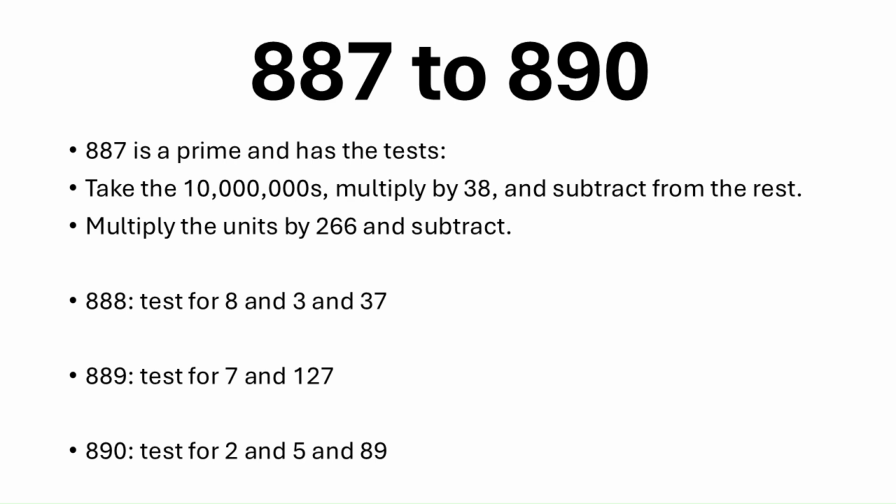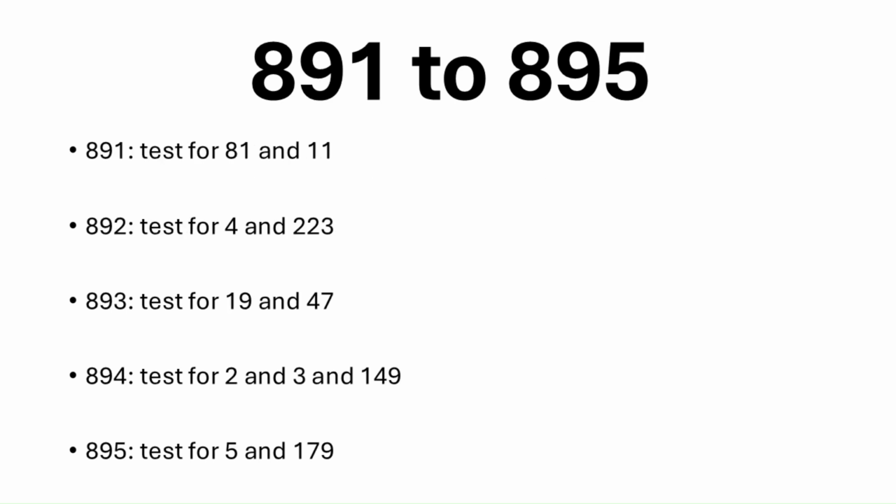888, test for 8 and 3 and 37. 889, test for 7 and 127. 890, test for 2 and 5 and 89. 891, test for 81 and 11. 892, test for 4 and 223. 893, test for 19 and 47. 894, test for 2 and 3 and 149.